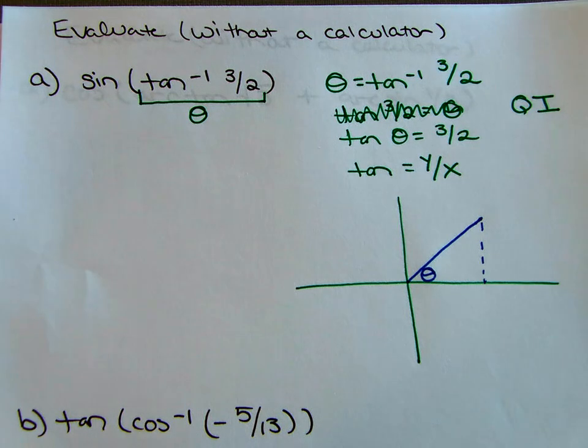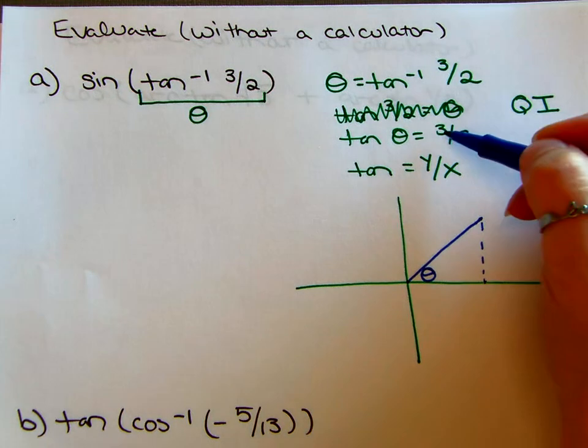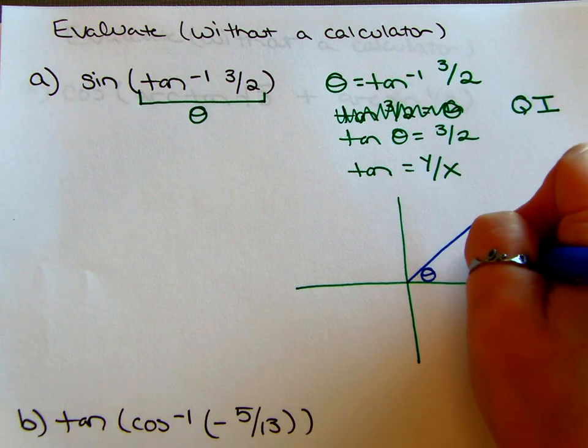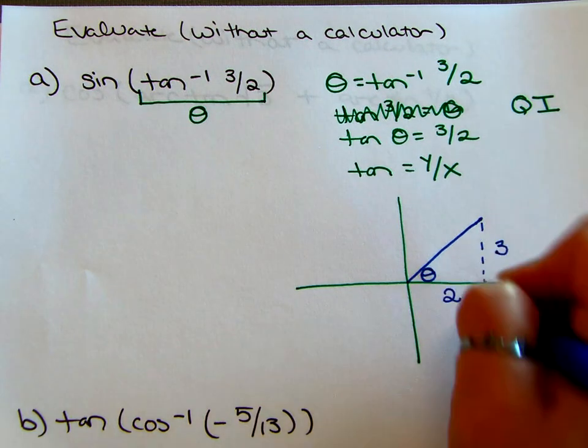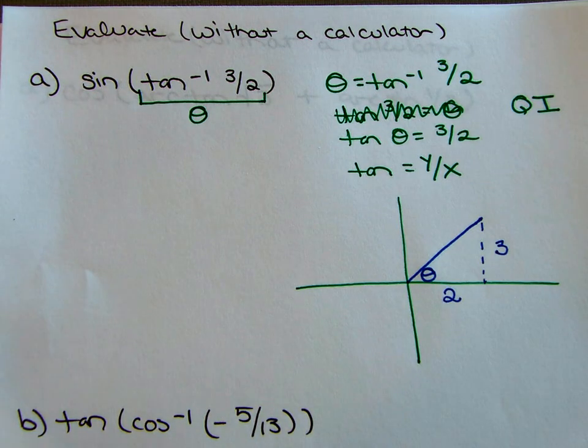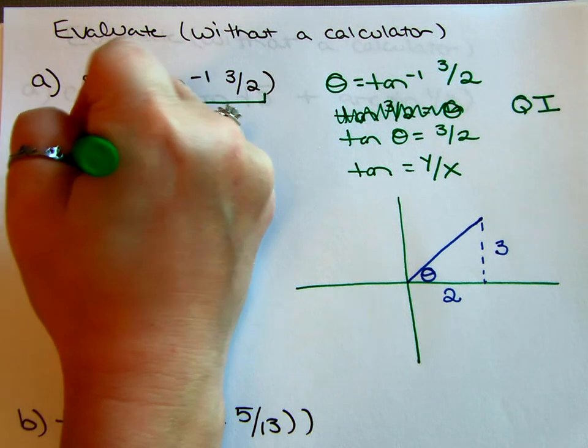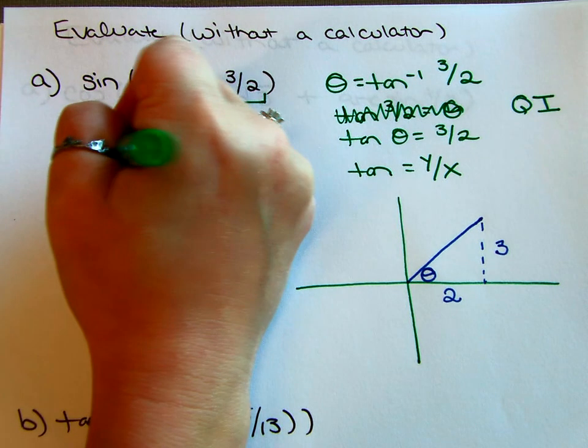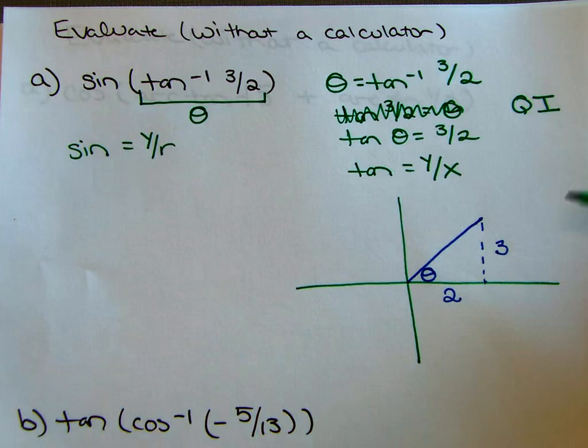And if we know that tangent is y over x, then my y is 3, and my x is 2. And what we don't know is what our r is. The reason we have to figure all this out is because sine is what in terms of x's, r's, and y's? Yeah, it's y over r. But we don't know what r is, so we've got to figure it out. How do we figure out what r is?